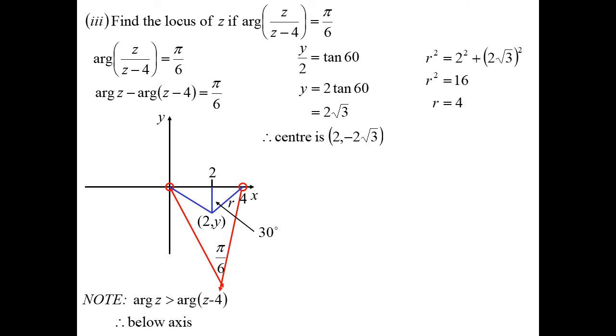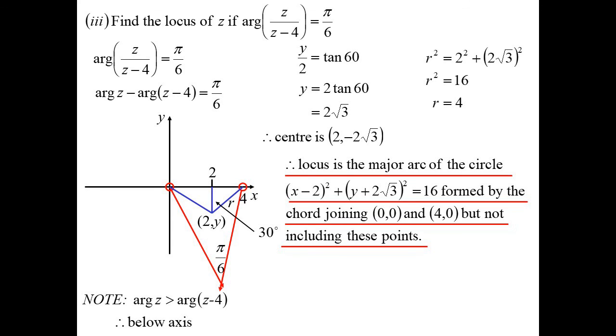Let's now describe the locus. Locus is the major arc of the circle, x minus 2 squared plus y plus 2 root 3 squared equals 16, formed by the chord joining 0, 0 and 4, 0, but not including these points.